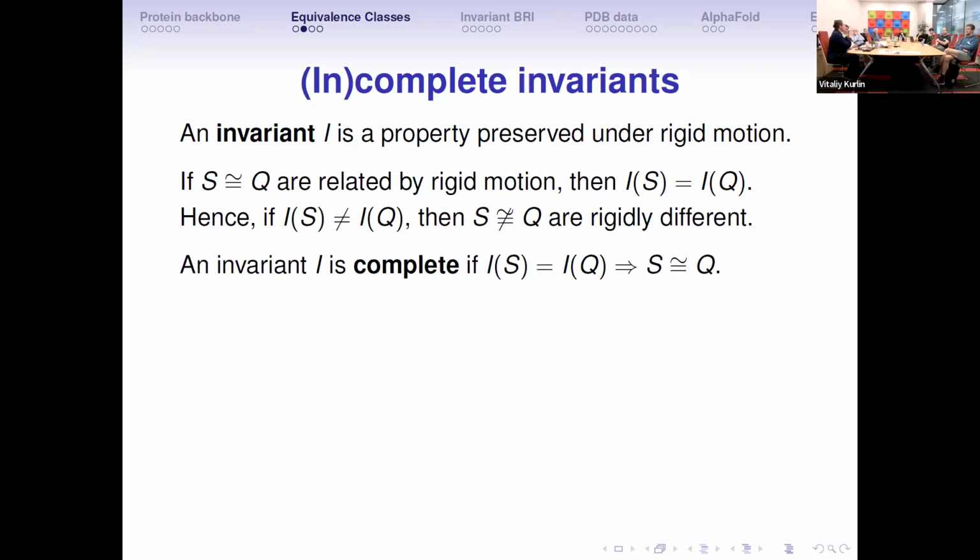Chain length. Great, perfect, a very nice one. And that's indeed the simplest one. It is mentioned, yes, it is an invariant, but not very informative, because many different chains, even with different amino acids, can have the same chain length. So it is an invariant, but it's not very interesting. It's not a complete invariant.